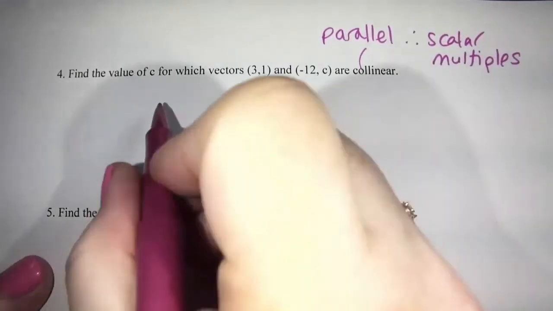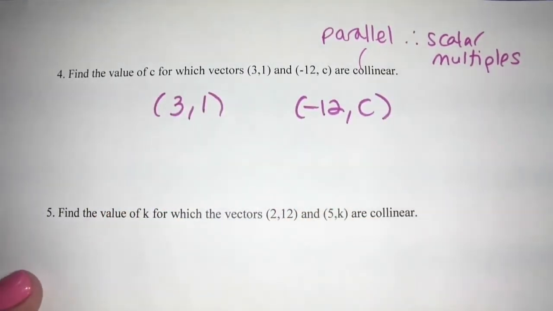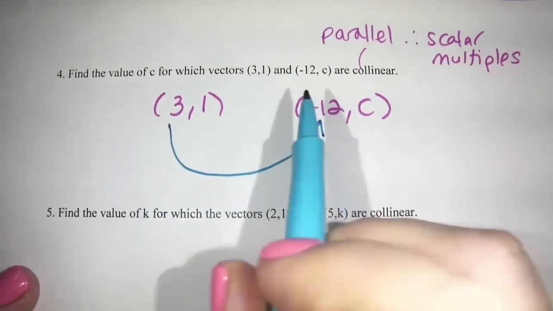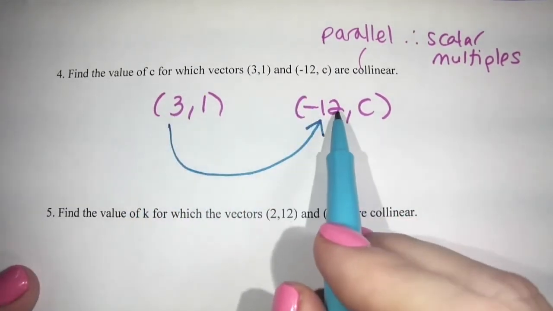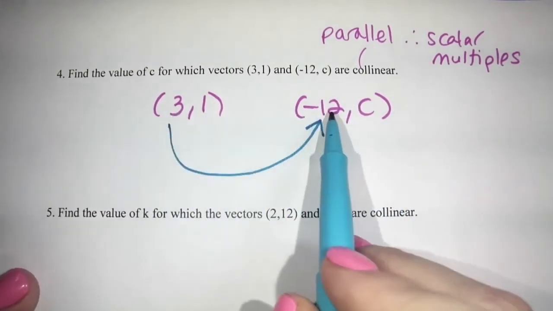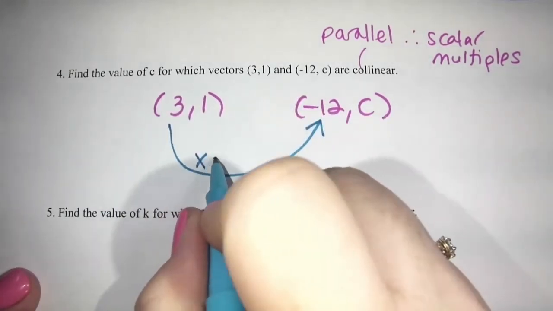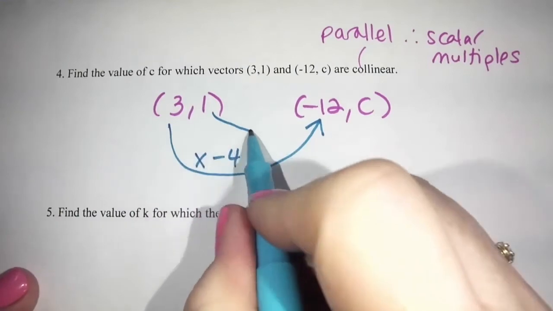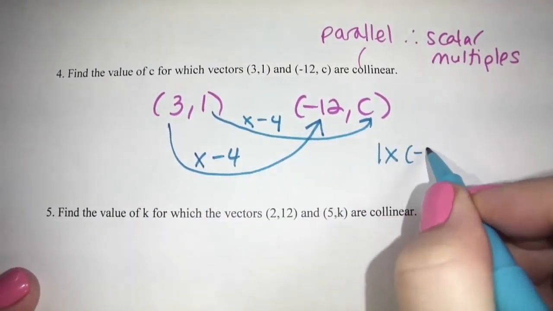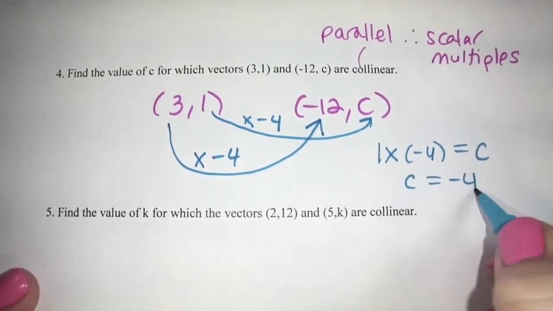So if we look at these vectors, 3, 1 and -12, c, we ask ourselves, what can we multiply by to get from one component of the first vector to the same component of the second vector? So if I look at the first component, 3 times what is -12? 3 times -4. So we do the same thing in the second spot. We multiply by -4. So 1 times -4 takes us to c. And so c here would be -4.